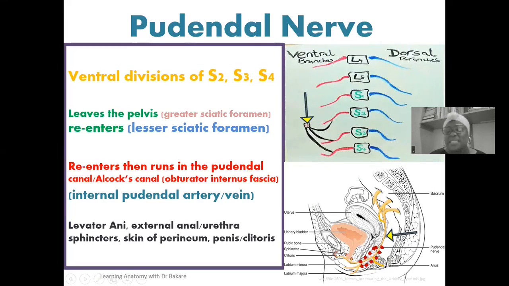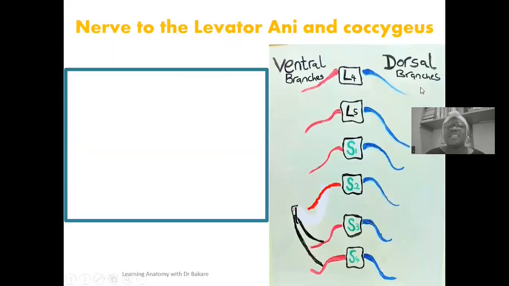So you see this nerve giving branches within the canal and also after exiting it. They give supply to the levator ani muscle and also the external anal and urethral sphincters. They are also seen to supply the skin of the perineum and also the penis in males and the clitoris in females. So the next nerve is the nerve to the levator ani and also the coccygeus muscle.